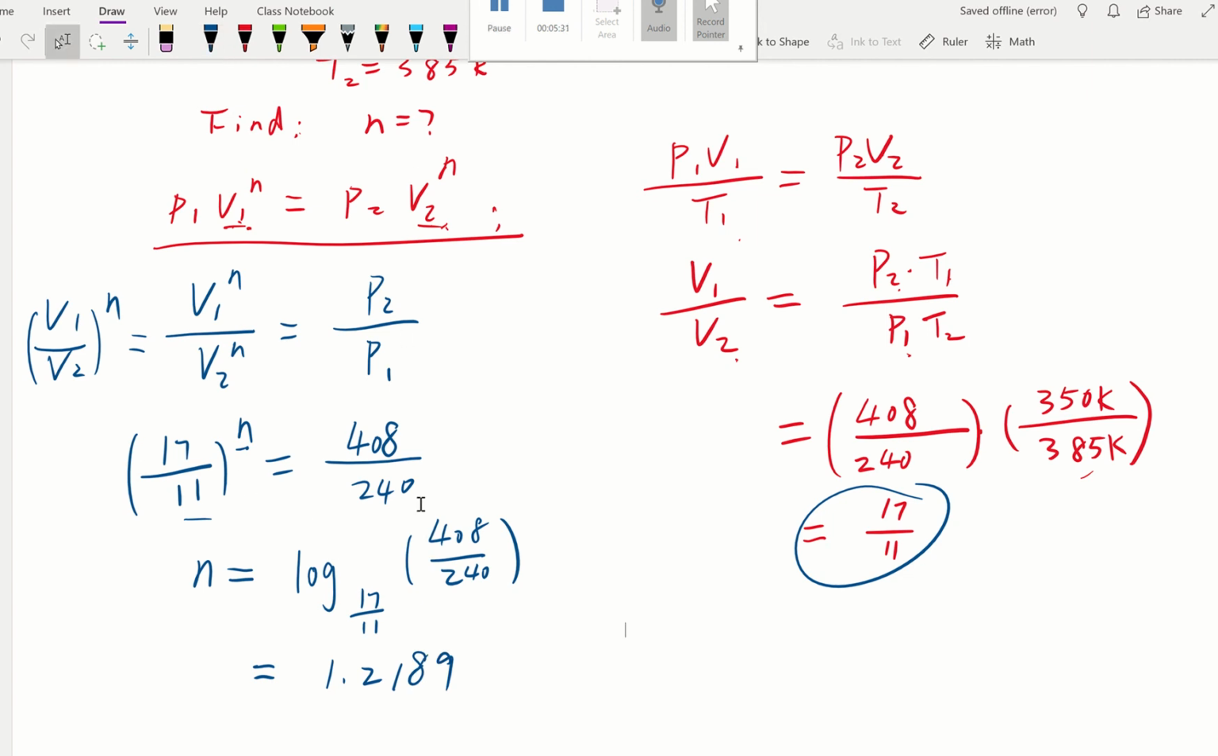But at the very last step, some of you might take the natural log on both sides and then go ahead to solve that. It's the same. You're going to get the same answer. Yeah, you may try it, see if it works for you. But this is actually the easiest way. So that's going to be the n value.